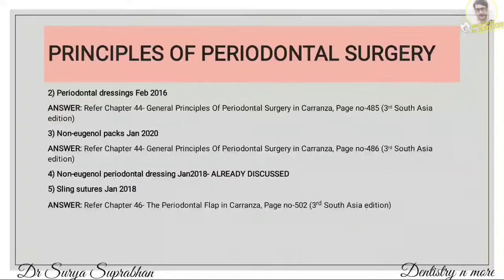Then coming to next question, that is non-eugenol pack. Non-eugenol pack, you have to refer chapter 44, general principles of periodontal surgery, same chapter, page number 486. Then the next question is already discussed. Then coming to sling suture. Sling suture you can find in chapter 46, periodontal flap, and in that you have to write first what is suture and then write what is sling suture. It's there in page number 502.